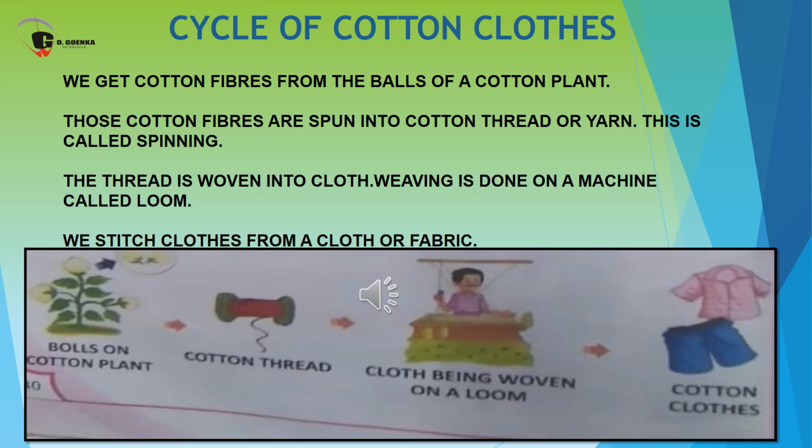Look at the picture. The thread is woven into cloth. Weaving is done on a machine called loom. This is a machine shown in the picture. This machine is called loom and weaving is done on this machine. We stitch clothes from a cloth or fabric. So, from a cloth or a fabric, we stitch clothes.